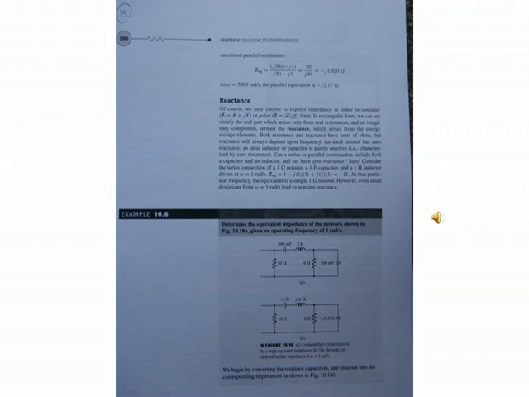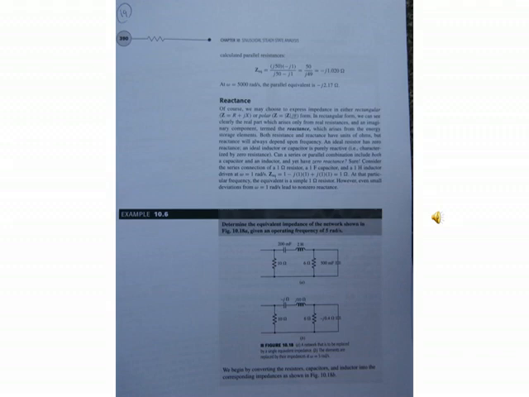So for the capacitor of 200 millifarad, we can calculate the capacitive reactance. This is minus J 1 divided by omega C. So the omega is equal to the operating frequency 5 radian per second, 1 divided by 5 multiplied by 200 multiplied by 10 power minus 3, so you got minus J 1.